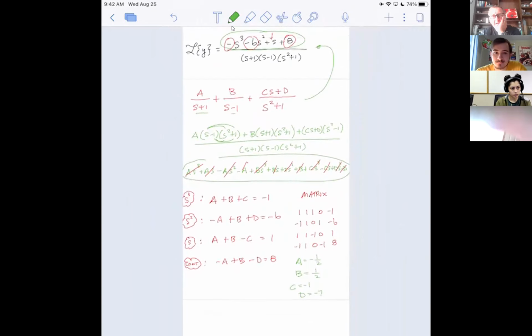So then I can say now that the Laplace transform of y is no longer equal to that big ugly black fraction. Rather, I can say it is equal to -1/2 over s plus 1, because A is -1/2. B is +1/2 over s minus 1. And then C, s plus D. C is -1, so that's -s plus D, but D is -7, over s squared plus 1.